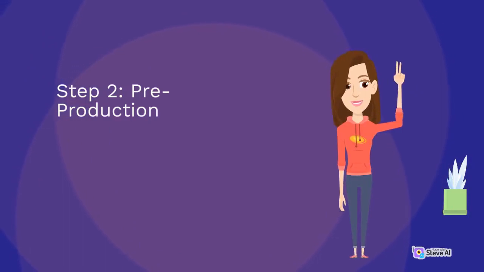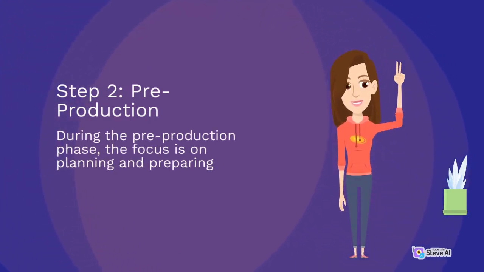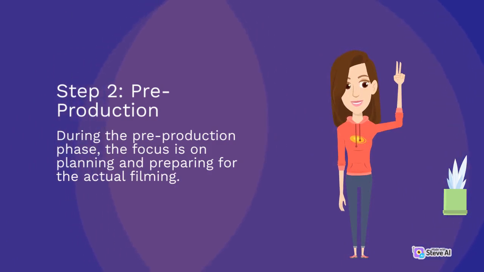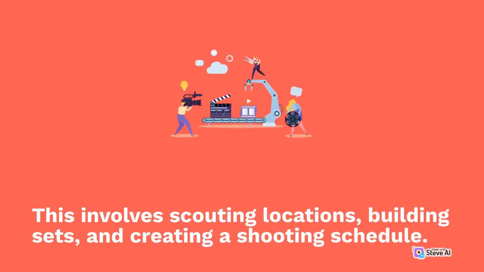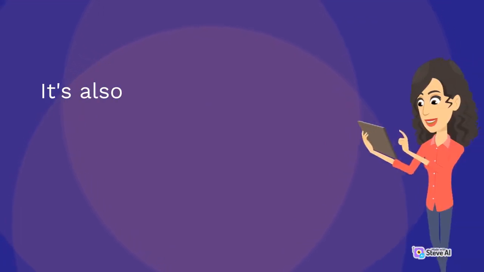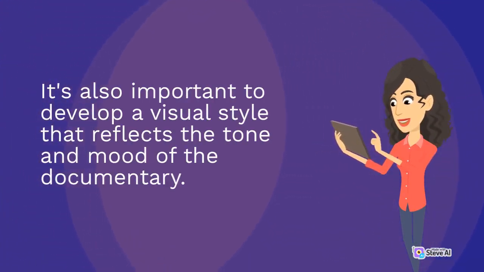Step 2: Pre-production. During the pre-production phase, the focus is on planning and preparing for the actual filming. This involves scouting locations, building sets, and creating a shooting schedule. It's also important to develop a visual style that reflects the tone and mood of the documentary.